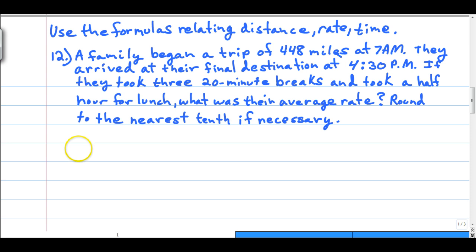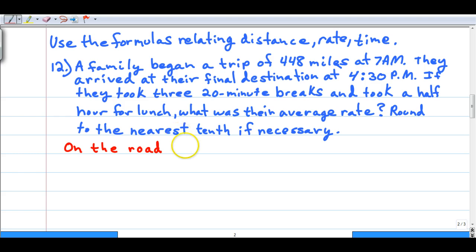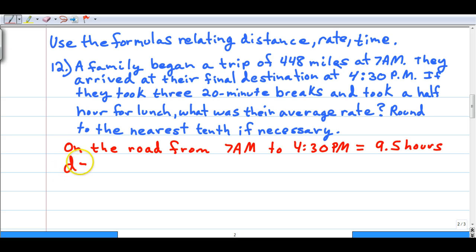So let's start by listing everything that we know. They were on the road from 7 a.m. to 4:30 p.m. This equals 9.5 hours on the road. We also know that they traveled a distance equaling 448 miles.